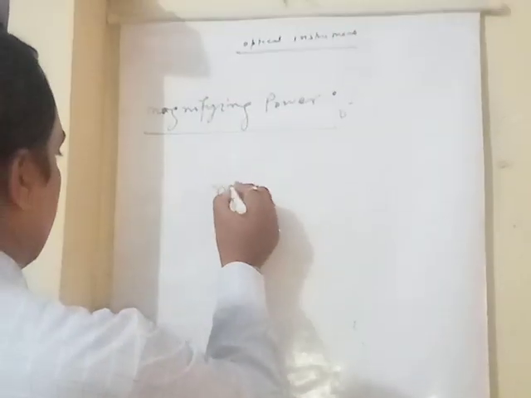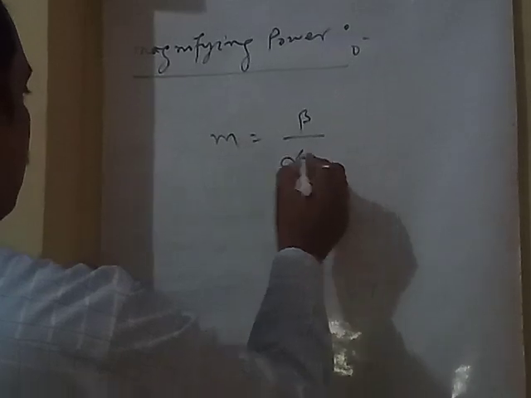Magnifying power or angular magnification. The magnifying power of a compound microscope is defined as the ratio of the angle subtended at the eye by the final image to the angle subtended at the eye by the object, when both are placed at the least distance of distinct vision from the eye. Mathematically, it may be written as m equal to beta by alpha.